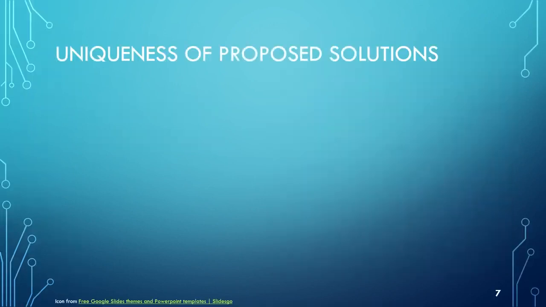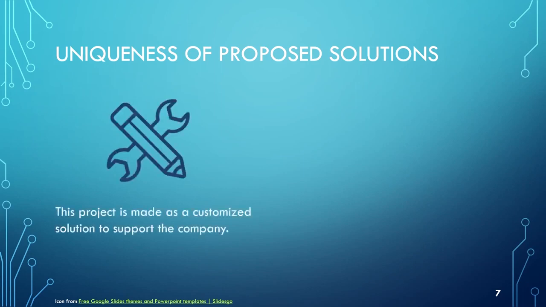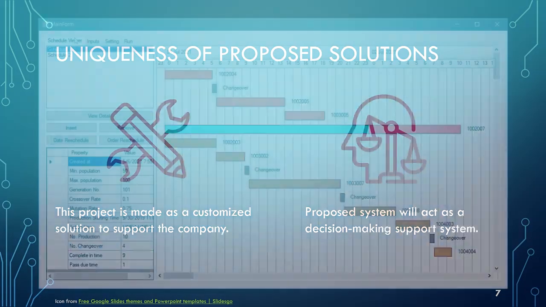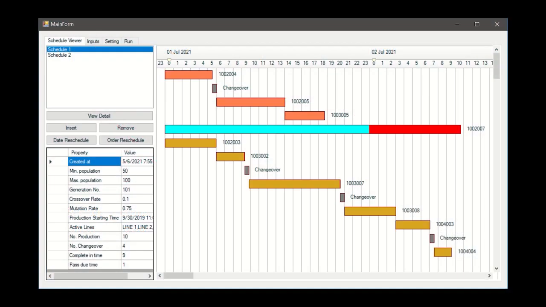Last but not least, for the uniqueness of this system, this project is made as a customized solution to support the company manufacturing process. The proposed solution allows the system to fulfill the specific constraints of the scheduling problem faced by the company. The rescheduler also allows users to reschedule the existing planner schedule to assist the planners to make a better decision. Therefore, instead of replacing human decision making, this system will serve to complement human decision making. In short, the proposed system will act as a decision-making support system. Let us proceed to the system demonstration now.